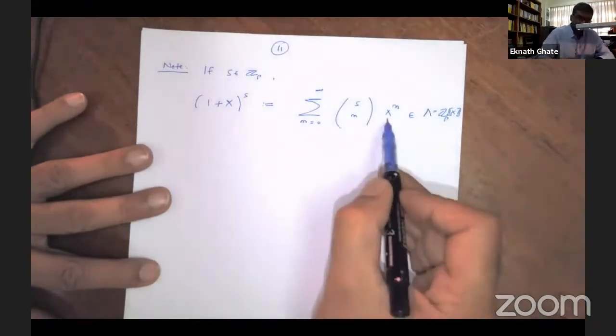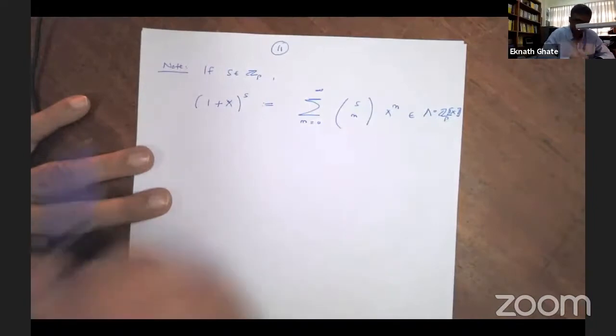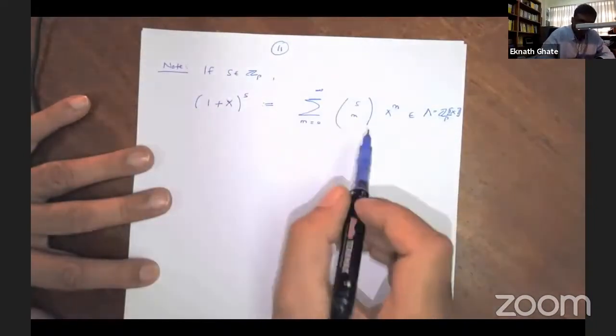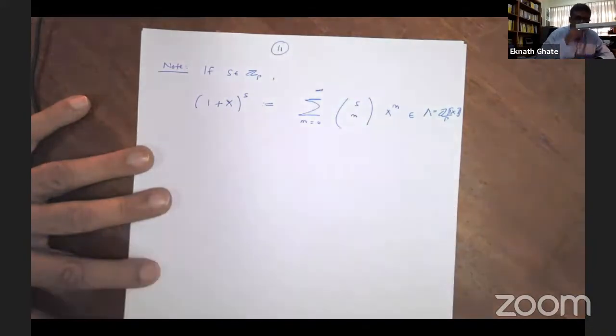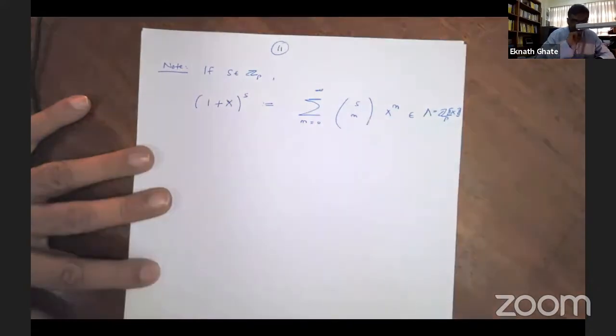Okay, so this is a power series. You can see there's an x here, and now there's this strange S choose M here, but S is a p-adic number. I'm claiming that if S is a p-adic integer, then the binomial coefficient S choose M is another p-adic integer.